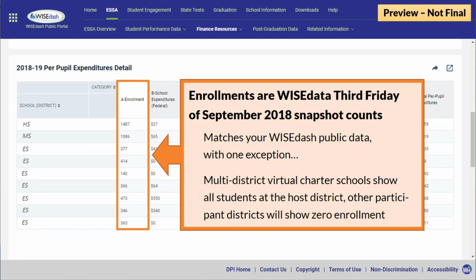These enrollment counts, at least on first view, will match what is in your WiseDash public reporting with one exception, and that is multi-district virtual charter schools. Some of you might know, like Rural Virtue Academy, JEDI, those types of schools. Each participating district in those programs has their own version, their own slice of that school. But for school level reporting, just like for school level school report cards and accountability, all of those kids are assigned with the host district. So if your district has a slice of one of those schools, but you're not the host, you're going to see a 0 enrollment for that multi-district virtual charter.